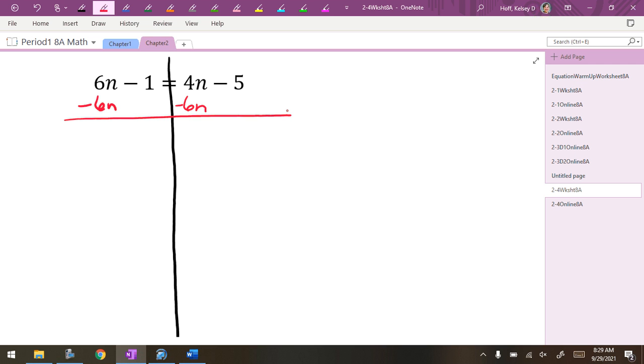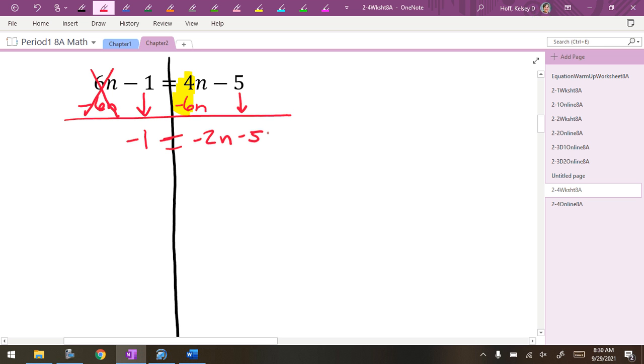Okay? 6n and negative 6n cancel out. I'm going to drag down negative 1. I put an equal sign on that bar. Now, some of you get confused with this. Don't put in any extra signs. On your calculator, type 4 minus 6. Say it again. Negative 2n. Also drag down minus 5.